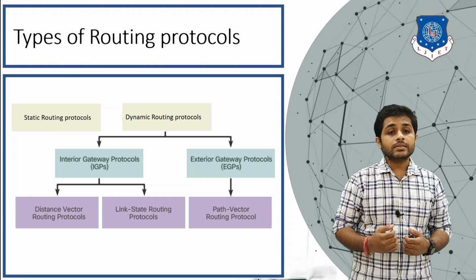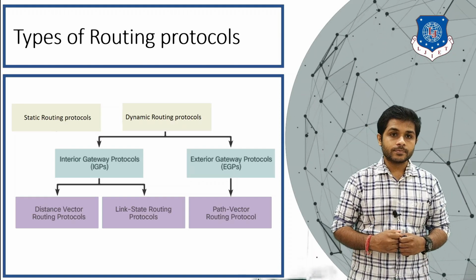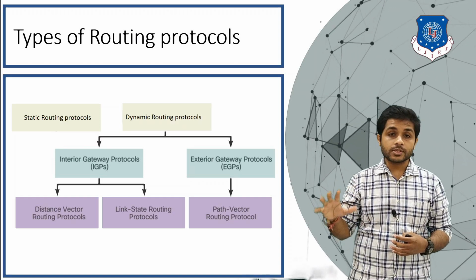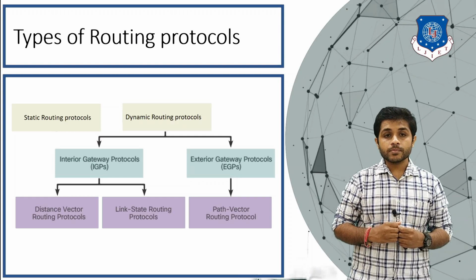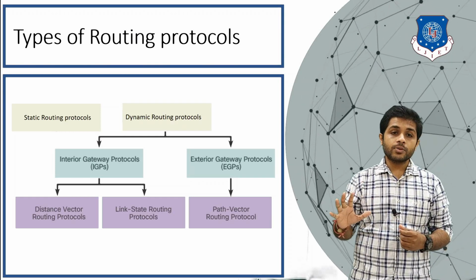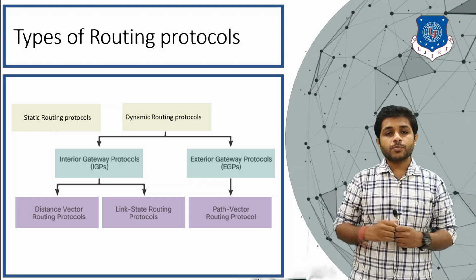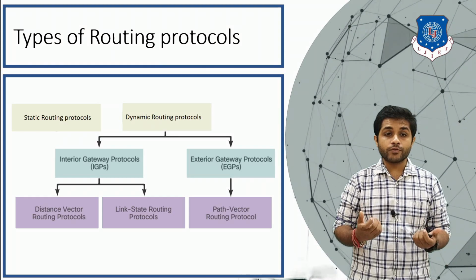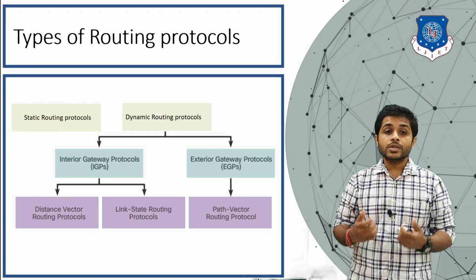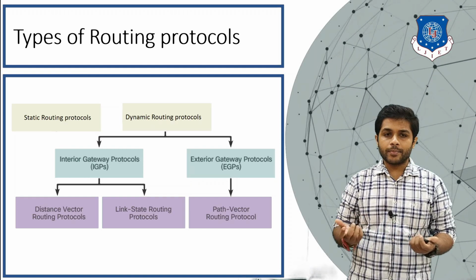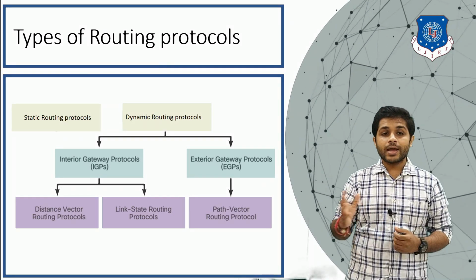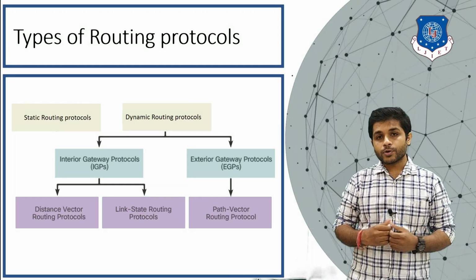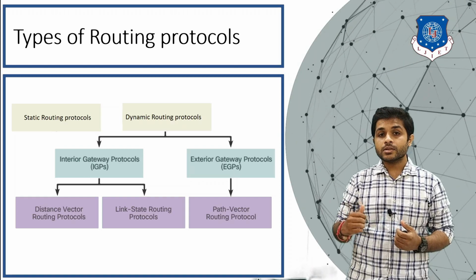Now, where is the interior gateway protocol used? Interior gateway protocols are used within an autonomous system. What is an autonomous system? An autonomous system is a network in a comparatively small geographical area. For example, it can be the network at your office, your college, or your lab. At that level, interior gateway protocols are used. Exterior gateway protocols are used between different autonomous systems.